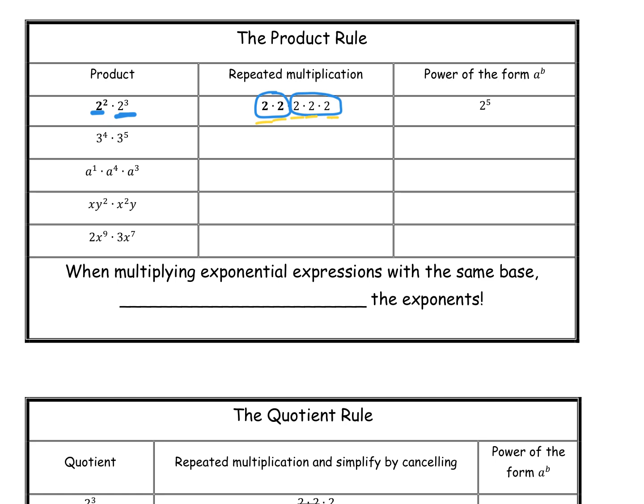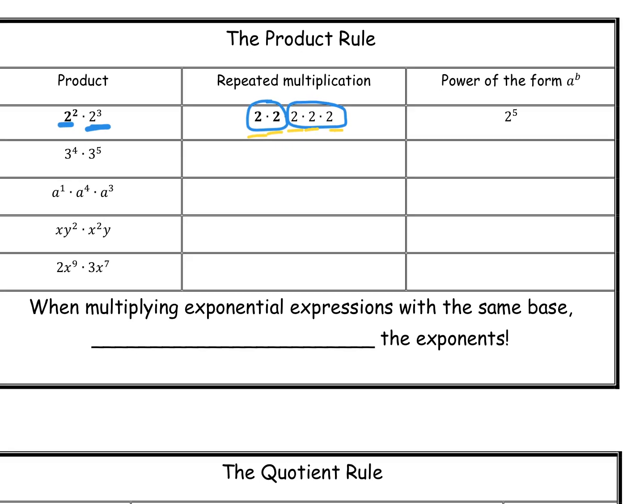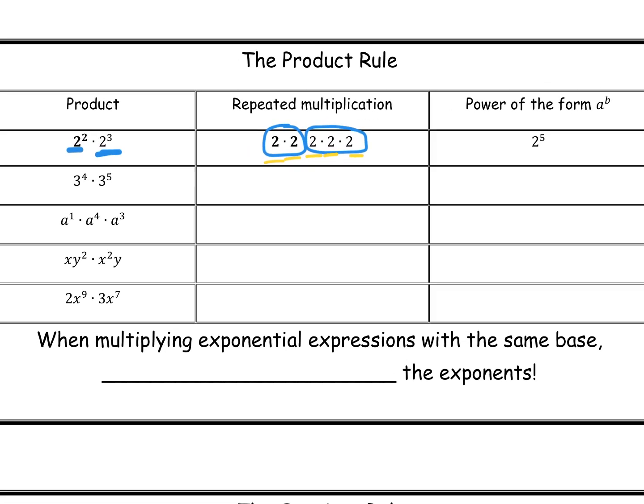If we were to expand on this next one, 3 to the 4th, 3 times 3 times 3 times 3, and then 3 to the 5th, 3 times 3 times 3 times 3 times 3. So when I count these off, I can see in fact that we have 1, 2, 3, 4, 5, 6, 7, 8, 9. So I can write 3 to the 9th power.